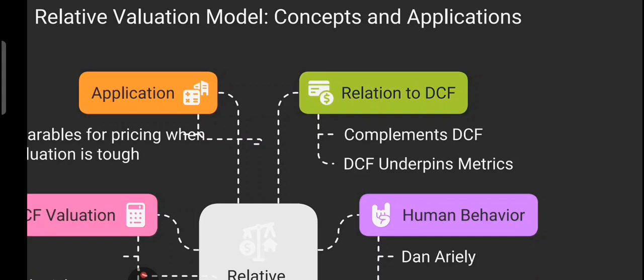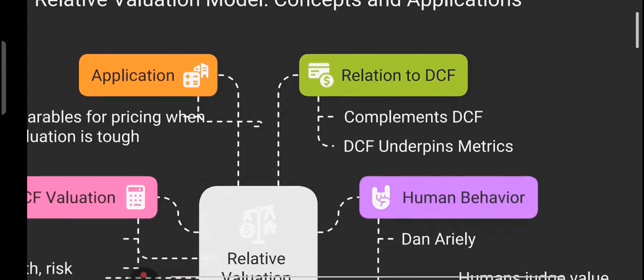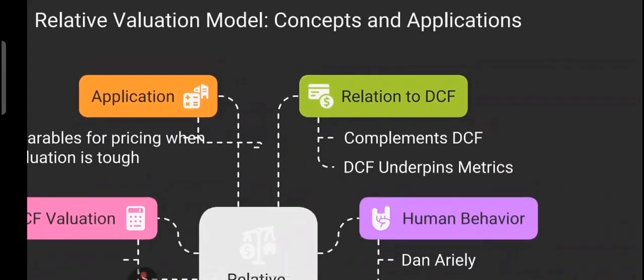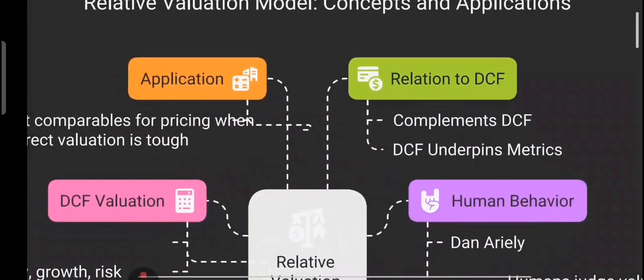While DCF focuses on absolute cash flow, relative valuation focuses on market-driven metrics, right? So in the case of DCF, it focuses on absolute cash flow. Cash flow plays a super important role, while in relative valuation, it depends on market-driven metrics. So this is the relation to DCF.